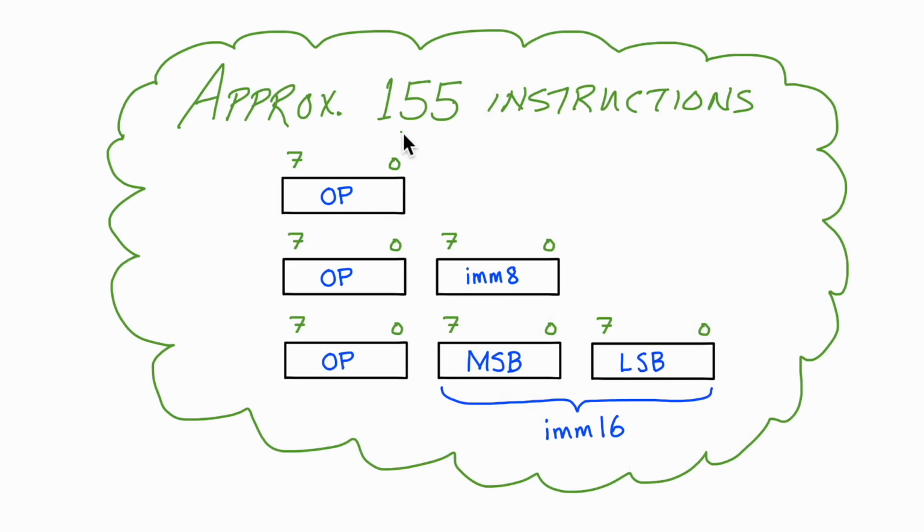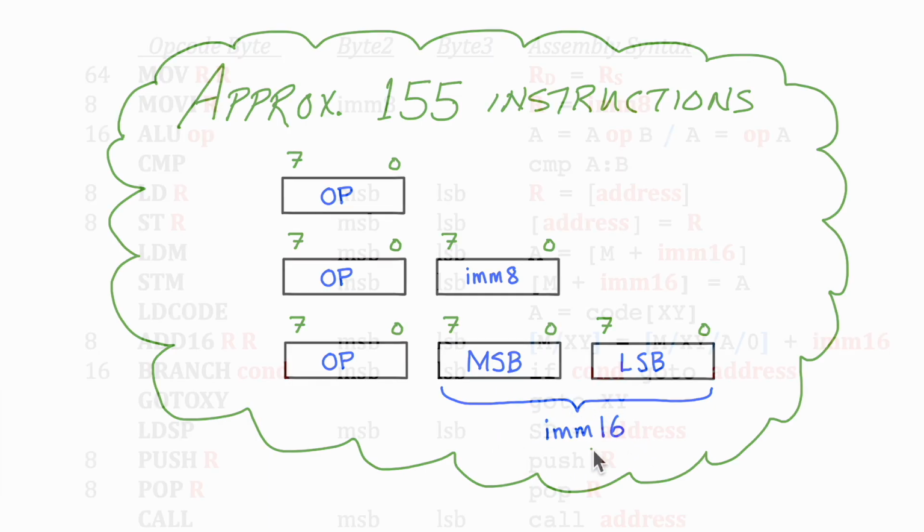There are about 155 different instructions, which are either 1, 2, or 3 bytes in length. The first byte is always an 8-bit opcode. In the case of 2-byte instructions, the second byte is an immediate 8-bit value. In the case of 3-byte instructions, the second and third bytes form a 16-bit immediate binary value, and generally that is an address in either the program or the data memory.